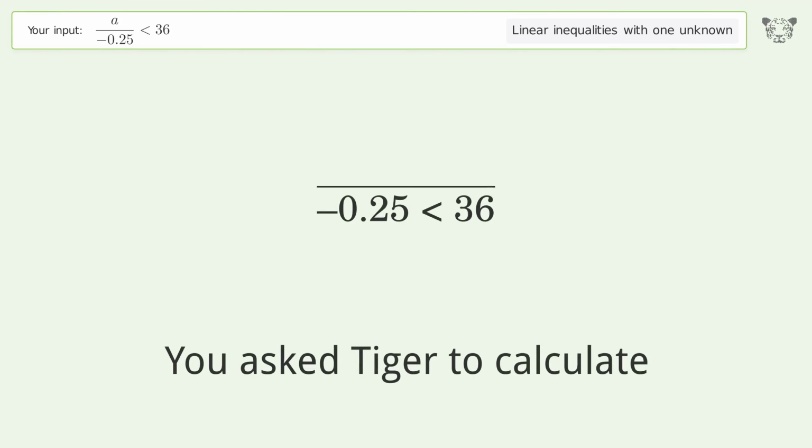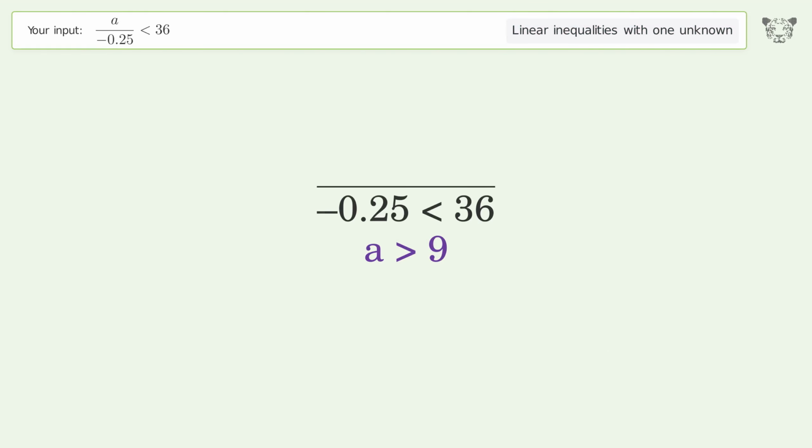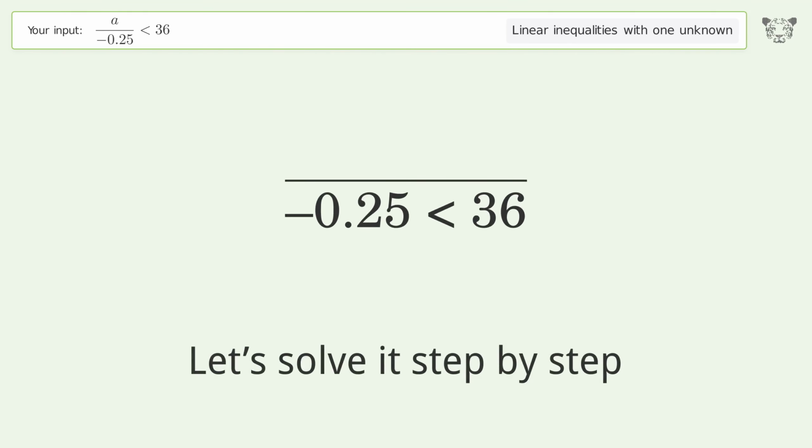You ask Tiger to calculate. This deals with linear inequalities with one unknown. The final result is a greater than -9. Let's solve it step by step.